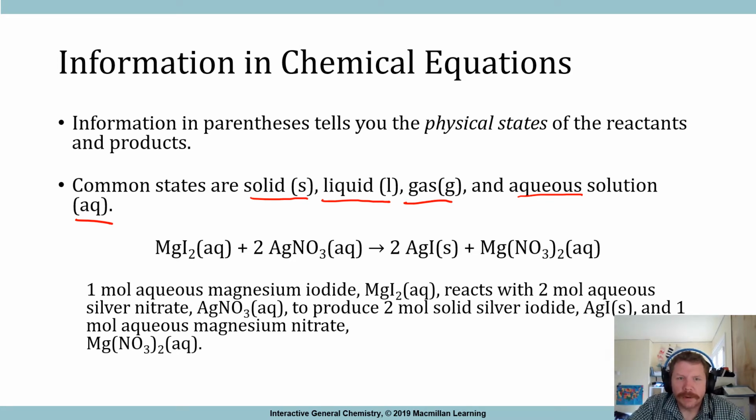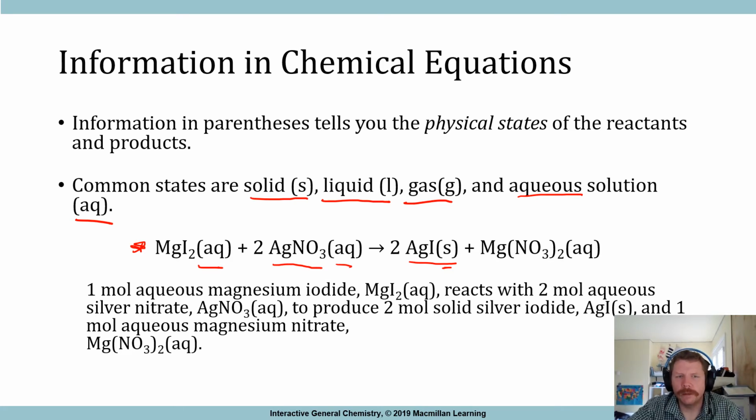So as you can see down here, the example that's provided is magnesium iodide, AQ, so that means that's dissolved in a solution, plus silver nitrate, that is also dissolved in a solution, produces silver iodide, which forms a solid, as well as magnesium nitrate, which is aqueous.